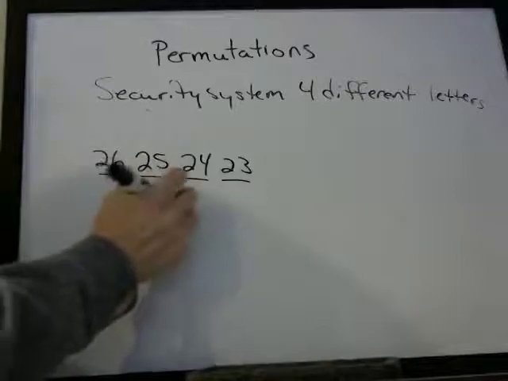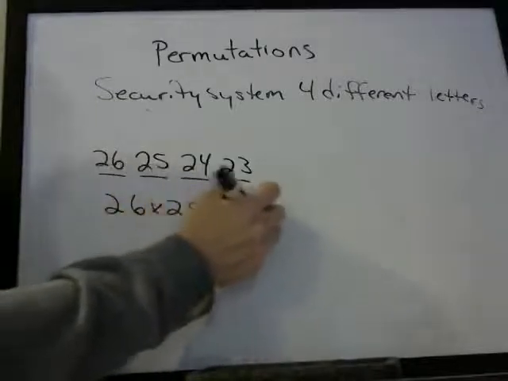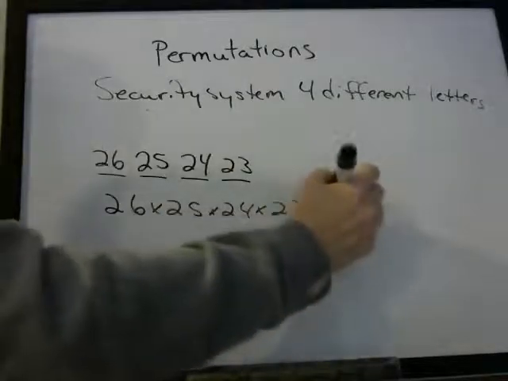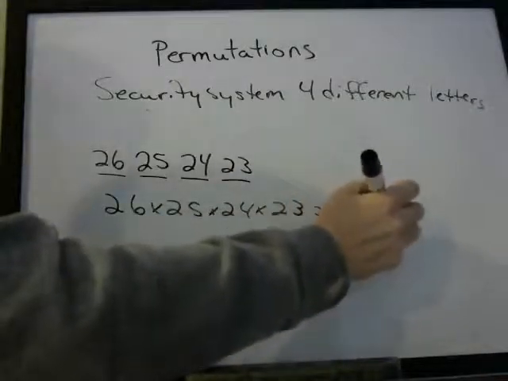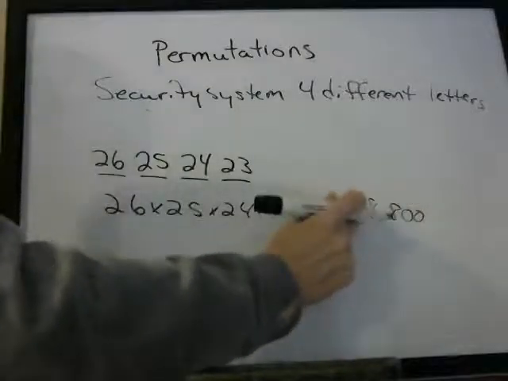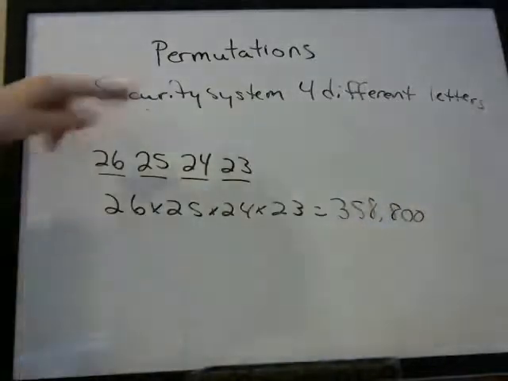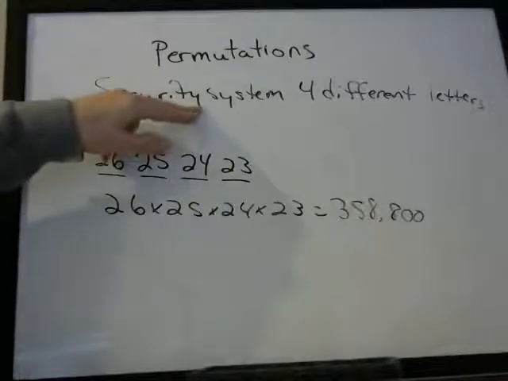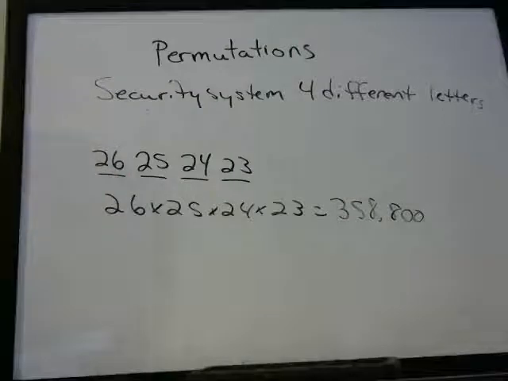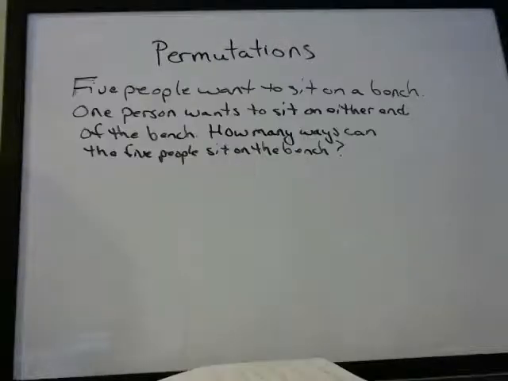So again, we're just going to multiply this out. You throw that in your calculator, 358,800 is the answer to how many different ways we can have a 4-letter code to our security system. I'm going to pause just a second and put a problem up on the board. Okay, I put a problem up on the board.